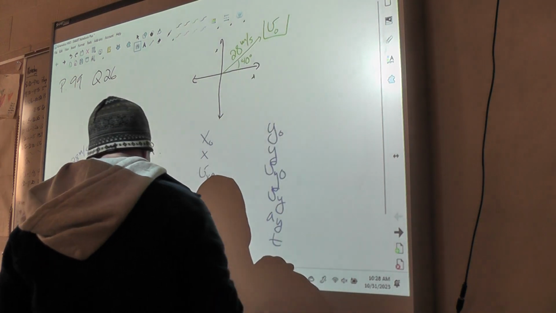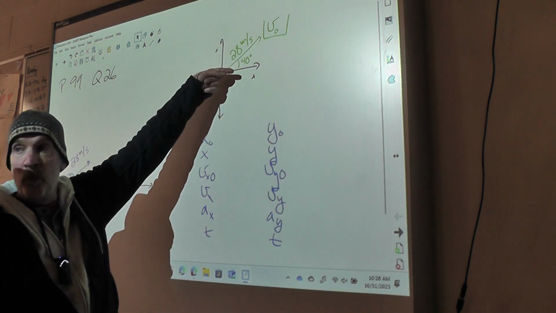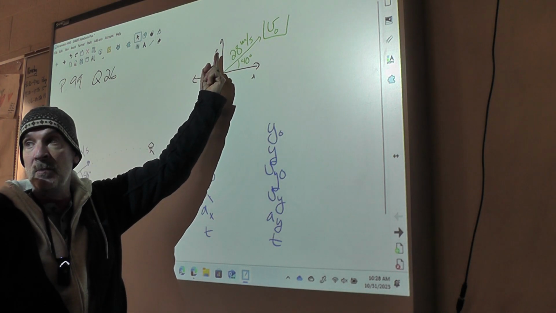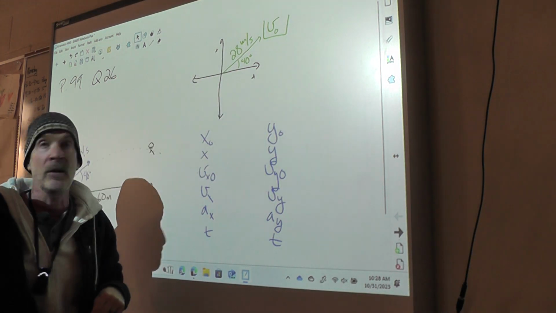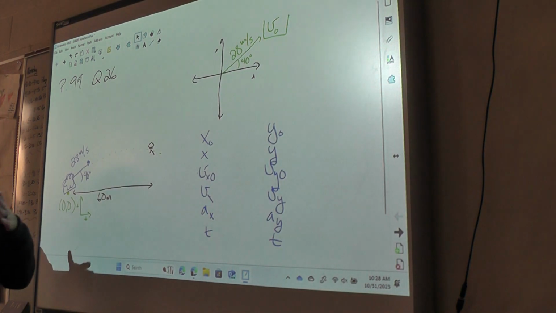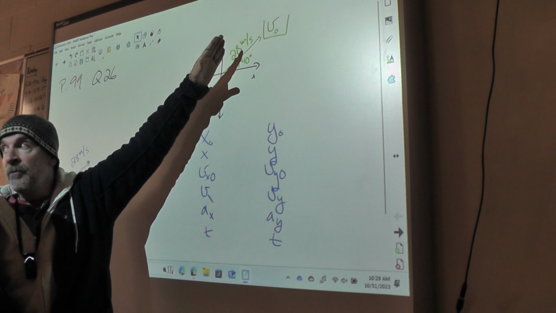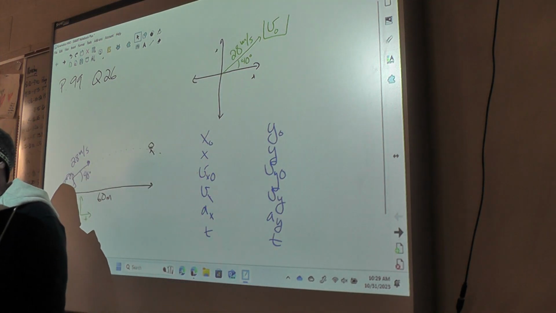It's not in the x direction because it's not perfectly to the right or perfectly to the left. And it's not in the y direction because it's not perfectly up or perfectly down. It's in this direction, 40 degrees up from the horizontal axis.